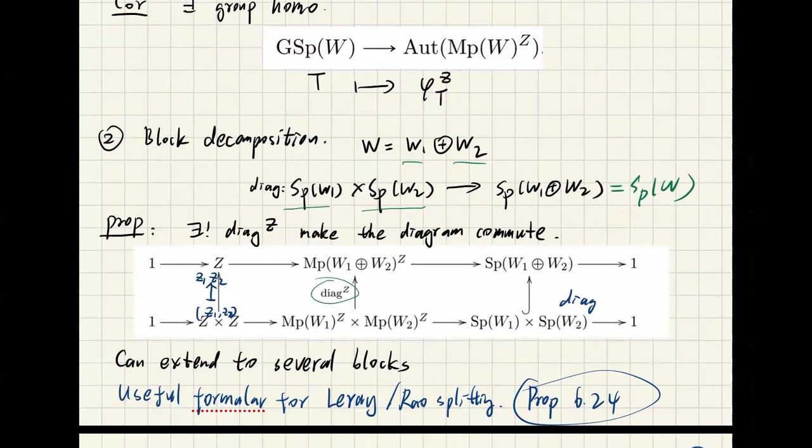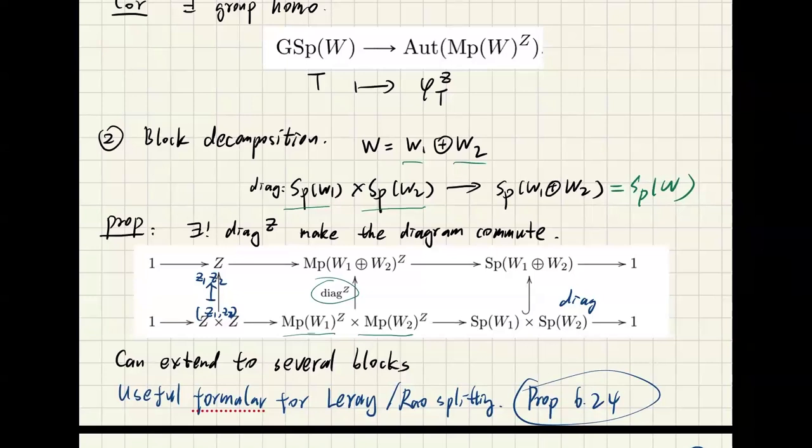Because Mp, the metaplectic group, is an extension, the kernel of the product group will be Z cross Z. And the natural map from Z cross Z to Z is (Z1, Z2) maps to Z1 times Z2. So you have this kind of picture for multi-blocks.